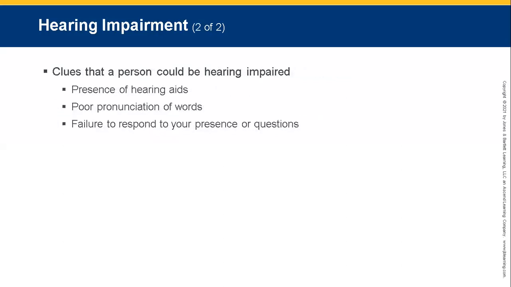Clues that a person could be hearing impaired: the presence of hearing aids in their environment, poor pronunciation of words, failure to respond to your presence or questions.